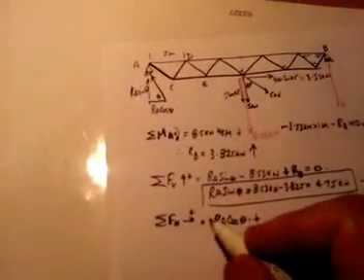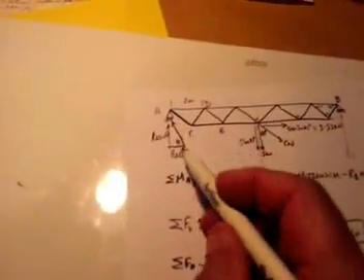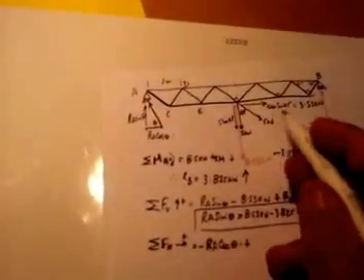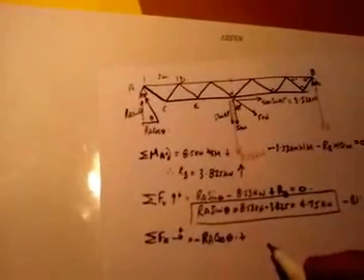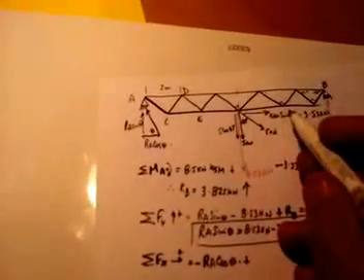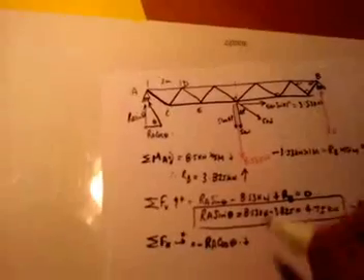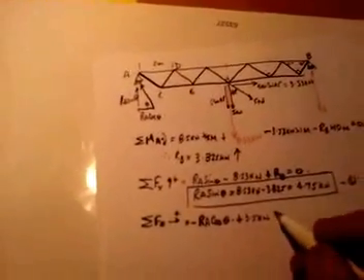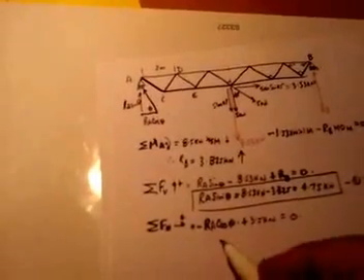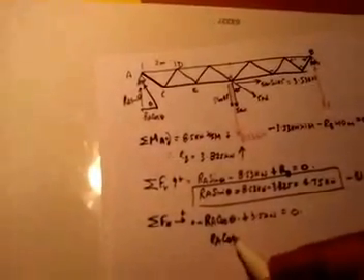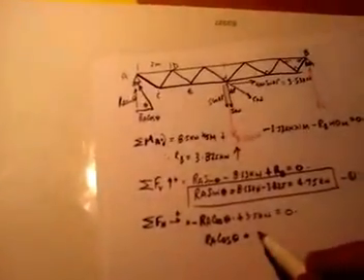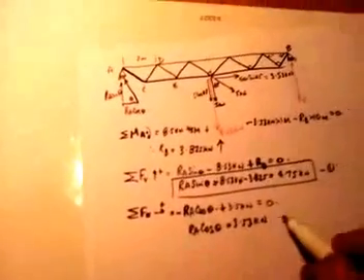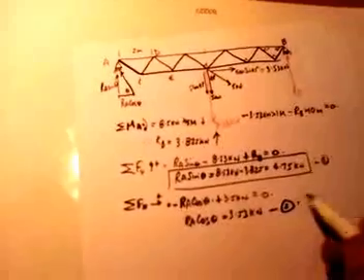Oh, I beg your pardon, we should watch that. That's negative, because it's pushing this way to the left: negative RA cos theta, positive 5 kilonewtons sine 45 degrees, which is 3.53 kilonewtons, equals 0. So from that we can say that RA cos theta equals 3.53 kilonewtons. We'll call that equation 2.